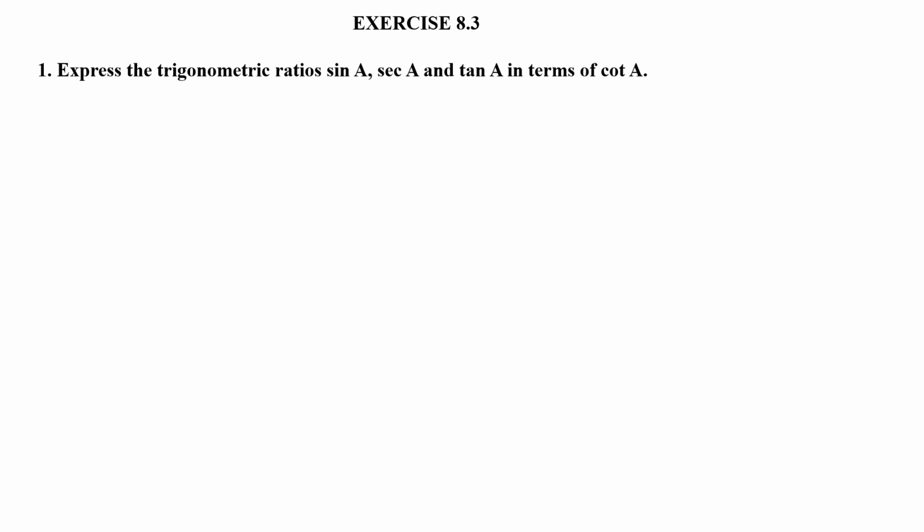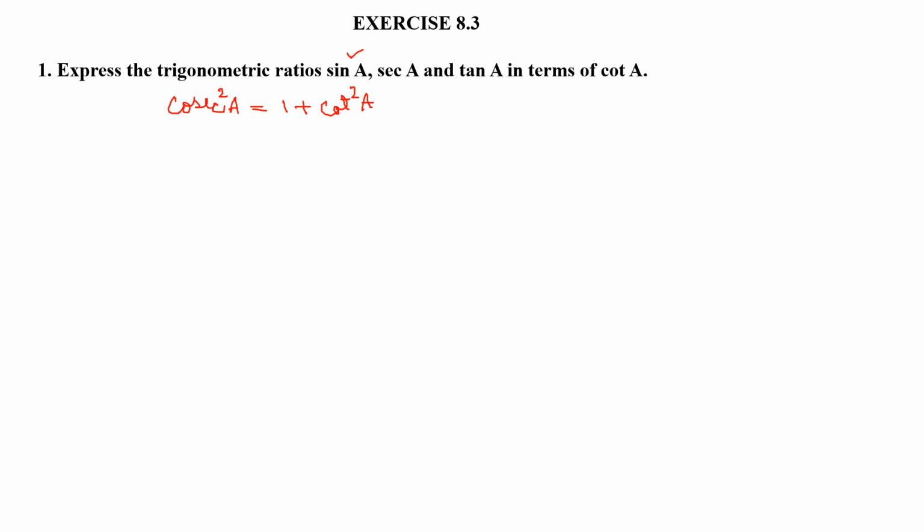Okay, so we know that cosec square A is equal to 1 plus cot square A, isn't it? This relation, this identity we have seen. Okay, why am I doing it with cosec A? Because I have to find sin A, and we know that sin A is the reciprocal of cosec A.